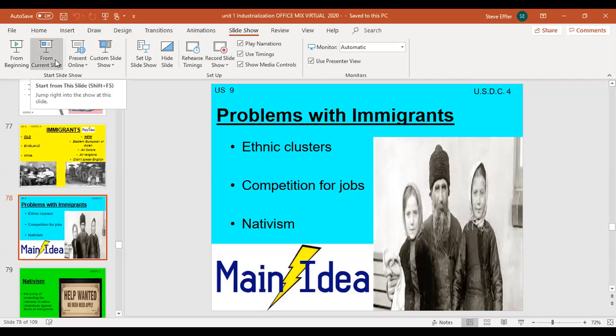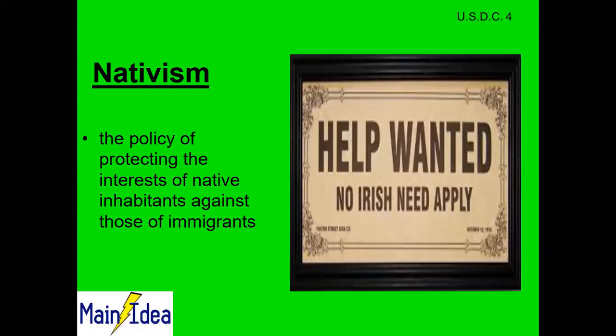Here's a perfect example as I go to the current slide here. Nativism. Okay, you need to know this for your test. The policy of protecting the interests of native inhabitants against those of immigrants. Here you have a help wanted sign. He or she is willing to hire people, but is obviously against Irish people, who are probably a lot in that area. So yes, that would be blatantly illegal nowadays, but back then it wasn't.